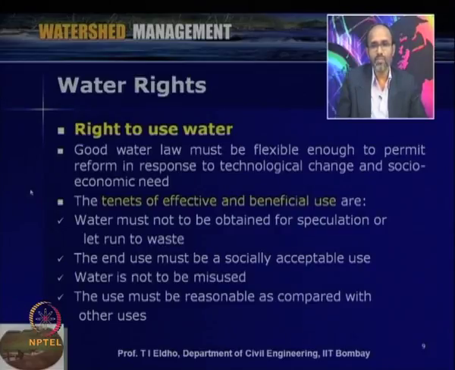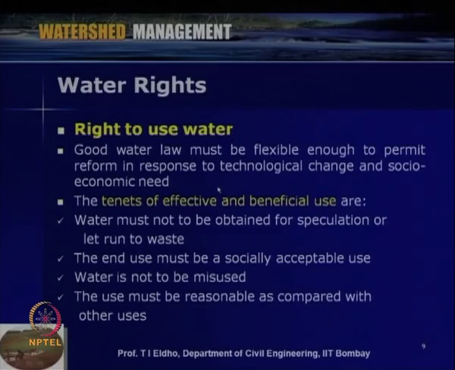Then water is not to be misused. For example, some farmers may draw so much groundwater that others will not get any, and then they may try to sell it. That kind of misuse should not take place, and the use must be reasonable as compared with other uses. So, whether for agriculture or any other purpose, the use of the water by the individual or stakeholder should be reasonable. So, these are some of the important aspects of the various rights to be considered when we develop a water policy. Now let us look at further characteristics and other things to be considered when we develop legislation for water or water quality.